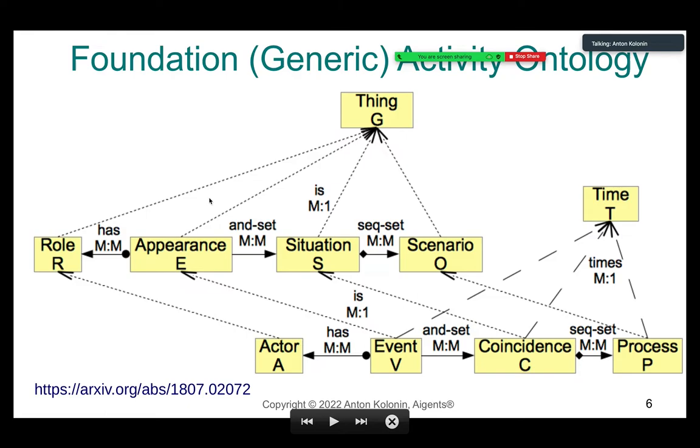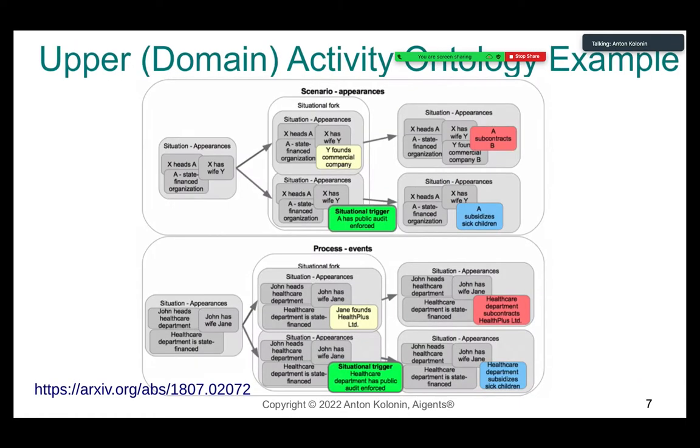And then we can aggregate them based on multiple experiences. If we're able to chunk these repeating processes of coincidences, unifying some events, we can create higher level abstractions where we have generic abstract appearances on top of the events. Then we have situations aggregating multiple appearances on top of the coincidences, and we have some generic scenarios on top of the processes. And whenever we have some generic appearances, we have some generic roles being played by individual actors, and that's what we have on the more abstract level. So that's the higher level ontology, and using this ontology you can describe any situations.